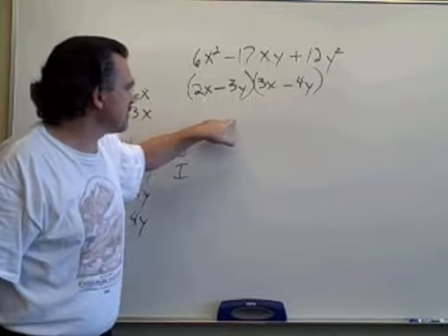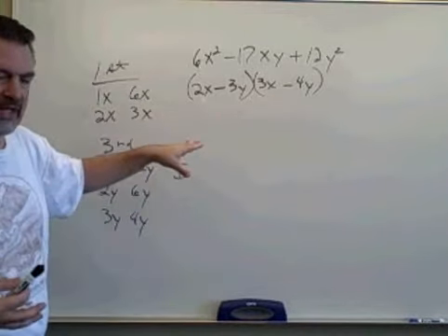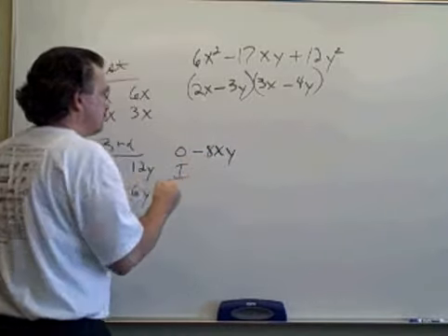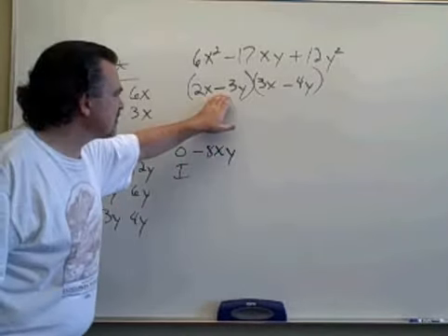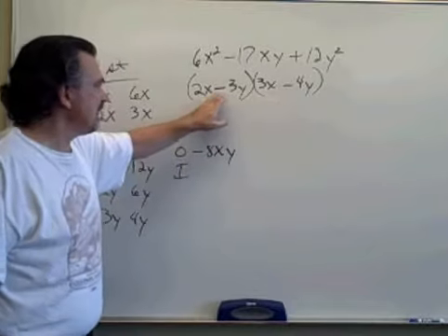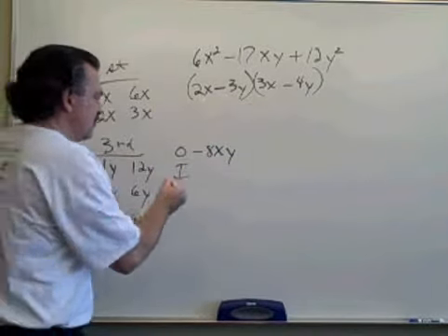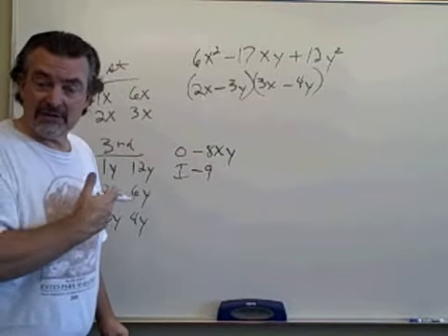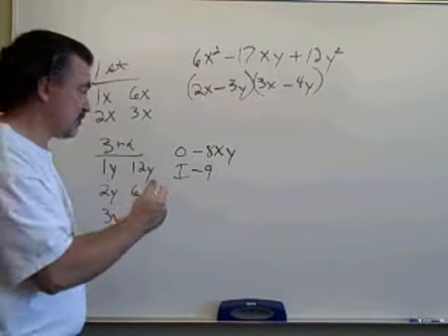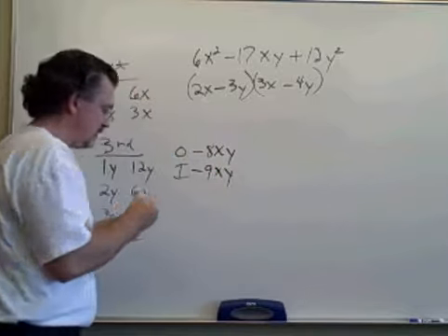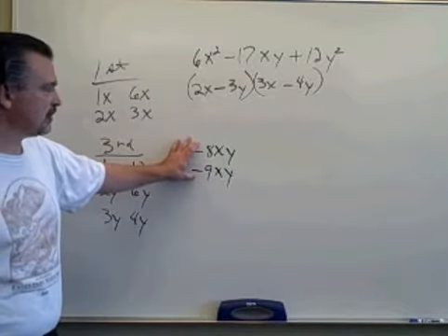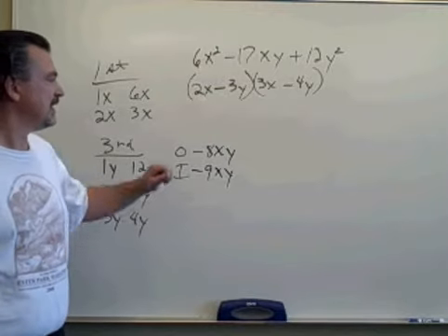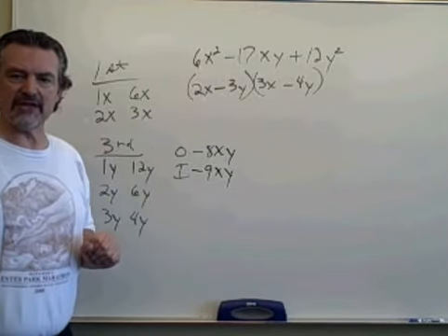2x times minus 4y. 2 times 4 is 8, so that's minus 8xy. Minus 3y times 3x. Minus 3 times 3 is going to be minus 9yx, remember we always write the letters in alphabetical order within the term, so I would write the x first. And indeed, those two like terms would combine to the minus 17xy that we want, and there's our factorization of that trinomial.